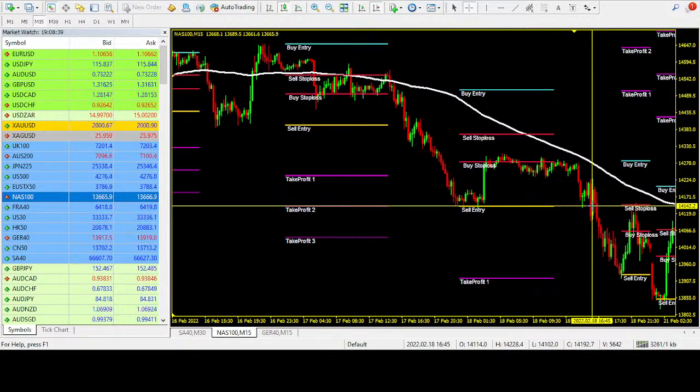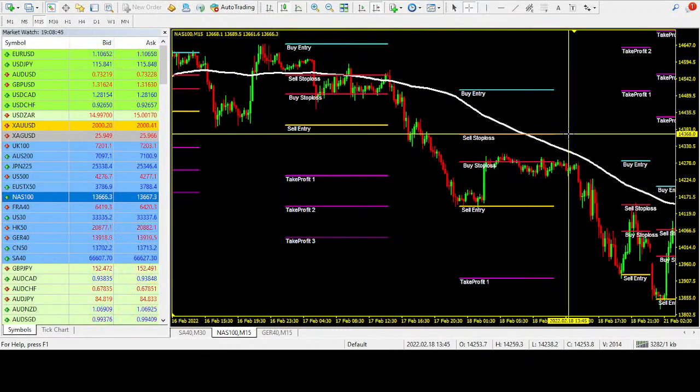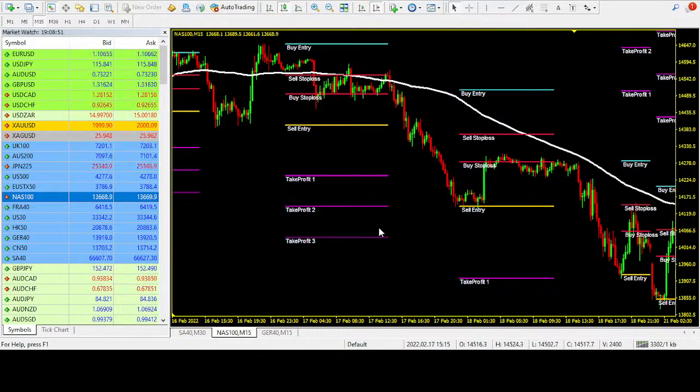And then once you open up a sell, you put your stop loss where it says sell stop loss. That's where you put your stop loss up there at that level, okay? And then you put your TP where it says take profit 1. That's where you put your take profit, right? Let's have a look at another example.